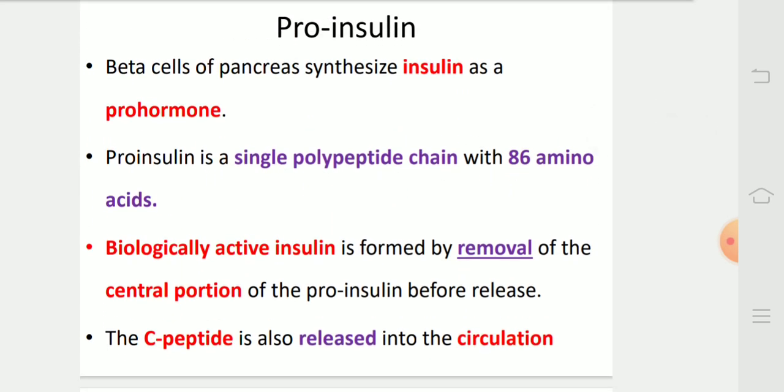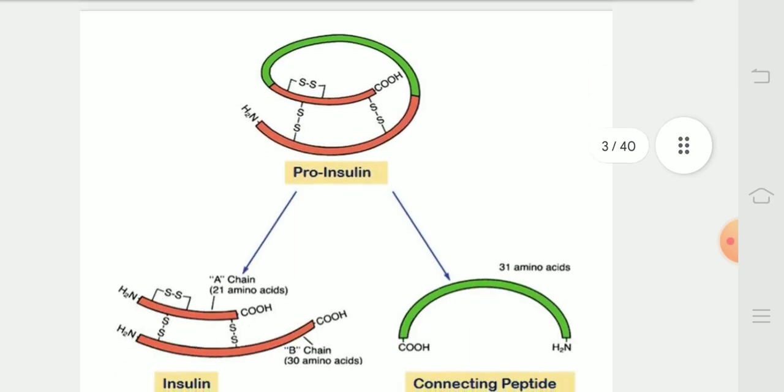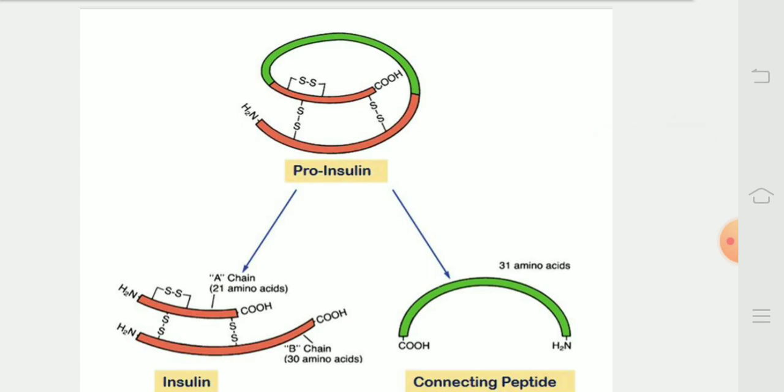Proinsulin. Beta cells of islet of pancreas synthesize the insulin as a prohormone. Proinsulin is a single polypeptide chain with about 86 amino acids. Biologically active insulin that has two chains is formed by removal of the central portion of the proinsulin before release. The C peptide, that is the connecting peptide, is also released into the circulation. In this diagram, we can see that proinsulin breaks into insulin and a connecting peptide.